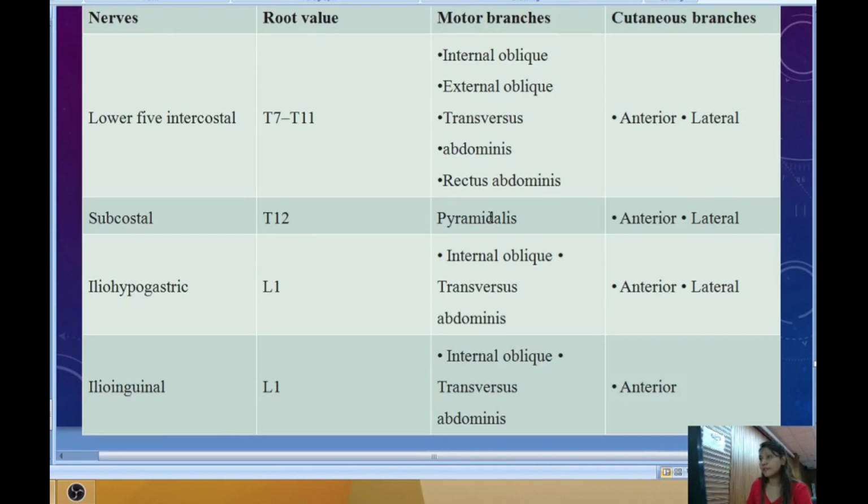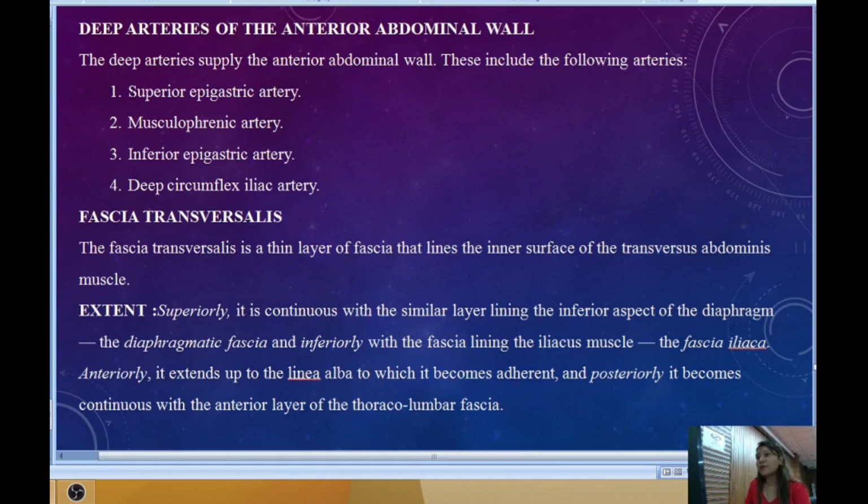Okay, T12 supplies the pyramidalis, L1 and L2 supply the internal oblique and transversus abdominis. These are the motor, and then we have the cutaneous branches. Also we have deep arteries, that is superior epigastric, musculophrenic, inferior epigastric and deep circumflex. Okay, the next layer is the fascia transversalis.